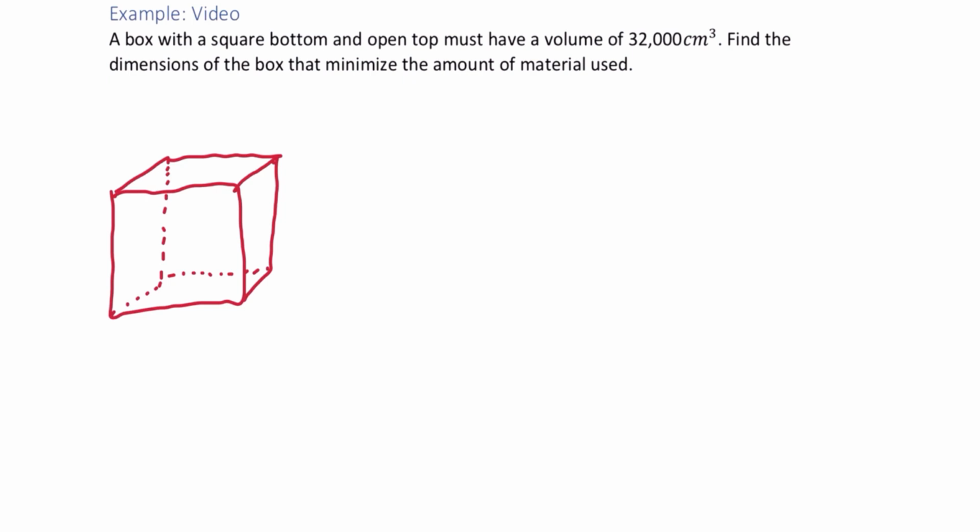So we know that the base has a square bottom. So those sides are the same. We are not told that the height is the same, so we need to call it y. We need to use a different variable.